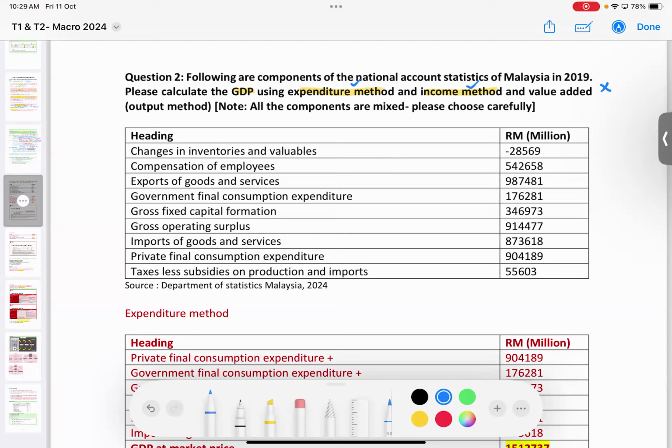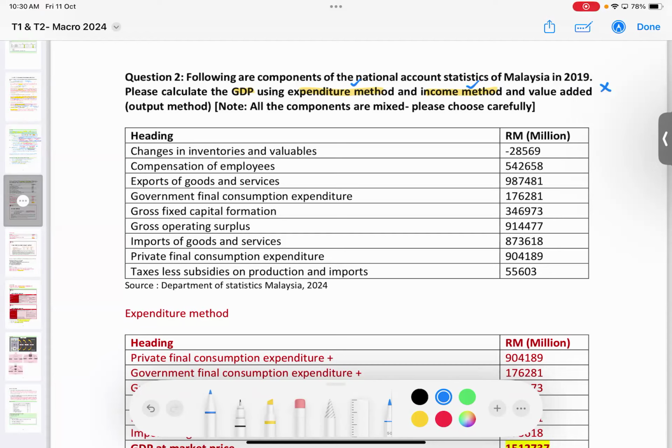Okay, so just like your midterms, you are being given all this information and you need to calculate. They will specify properly for you whether they want you to calculate using the expenditure approach or the income approach. The first thing I want you to do is understand the components first.